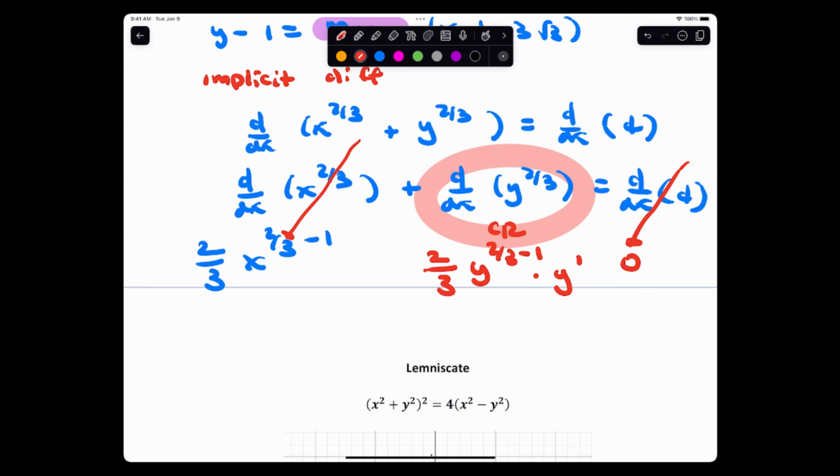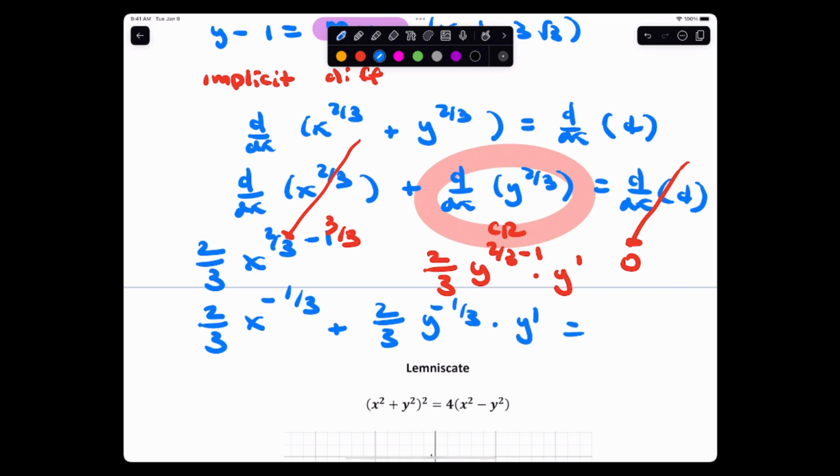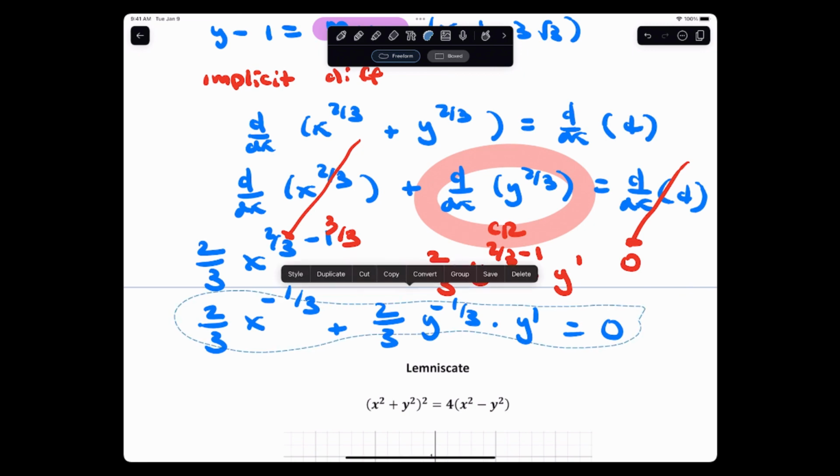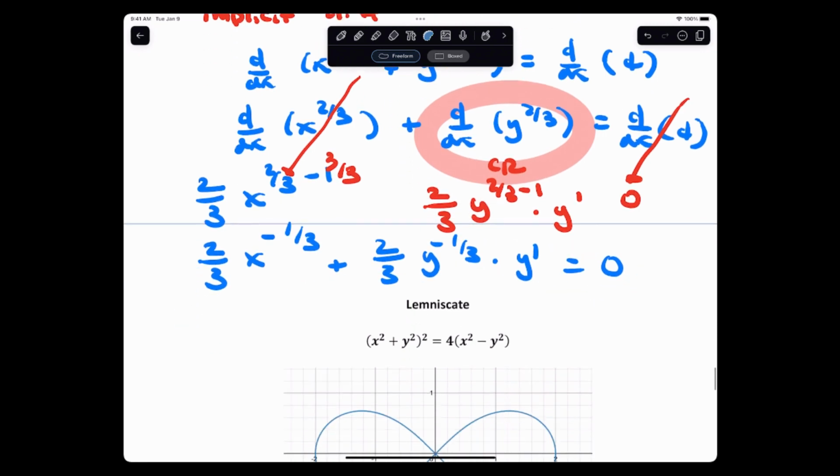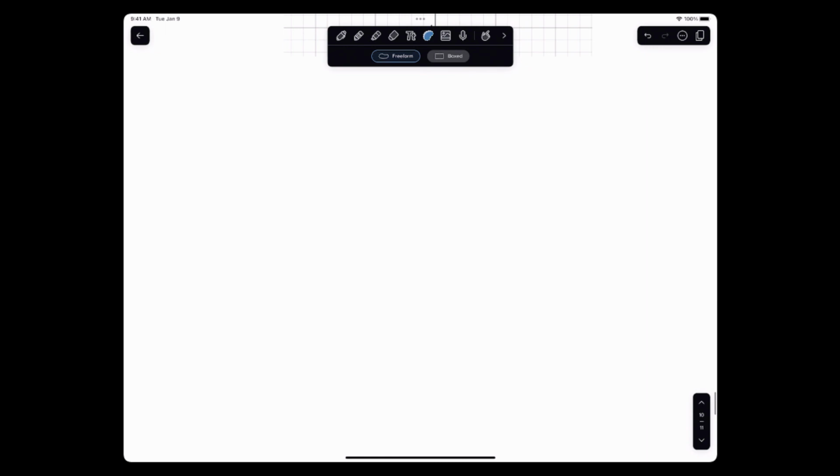So what is 1 again? Isn't that 3/3? So you say, is this 2/3 x to the what? Negative 1/3 plus 2/3 y to the negative 1/3 times y prime equals what? 0. So double check.